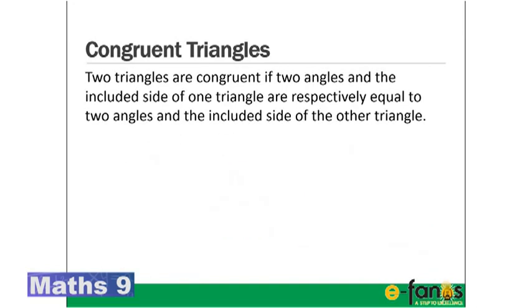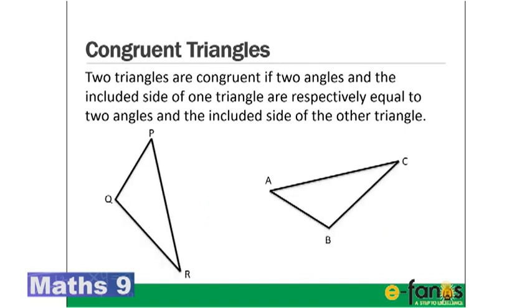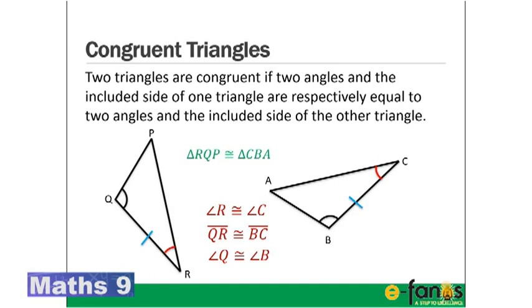Two triangles are congruent if two angles and the included side of one triangle are respectively equal to two angles and the included side of the other triangle. So for triangles PQR and ABC, if angle R equals angle C, QR is congruent to BC, and angle Q is equal to angle B, then triangle RQP is congruent to triangle CBA. This is the ASA, or angle side angle rule. If the angle side angle of one triangle is congruent to the angle side angle of the other triangle, then the two triangles are congruent.